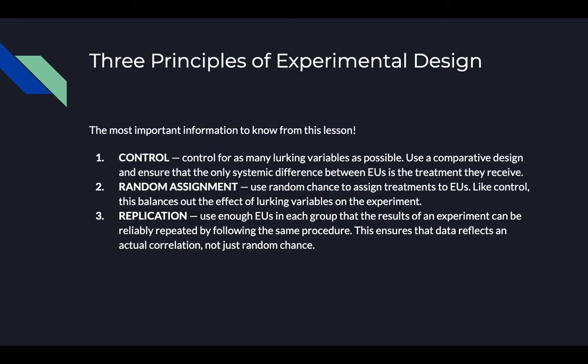And like control, both 1 and 2 here are designed to balance out the effect of lurking variables on the experiment and eliminate them as much as possible, so all we're really looking at is the explanatory variable's effect on the response. And third is replication. You want to have a large enough sample size, use enough experimental units in each group that the results of the experiment can be reliably repeated by following the same procedure. This ensures that the data reflects a statistically significant and real correlation and isn't just a product of random chance.